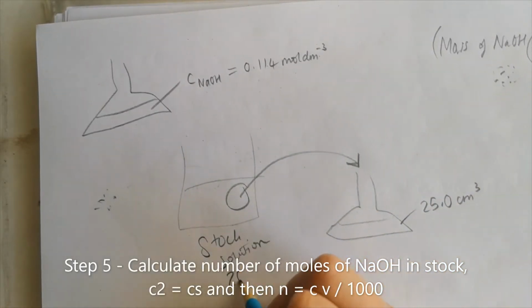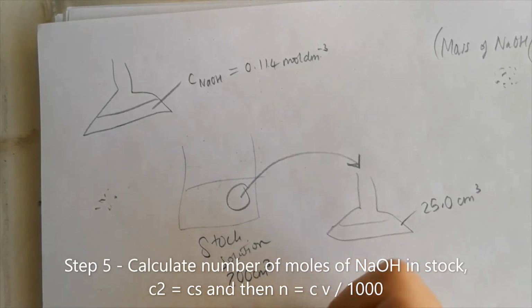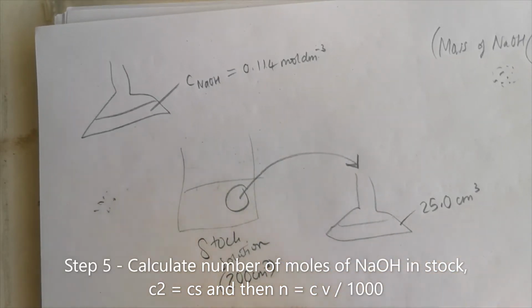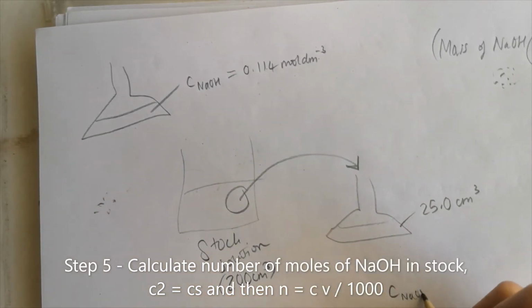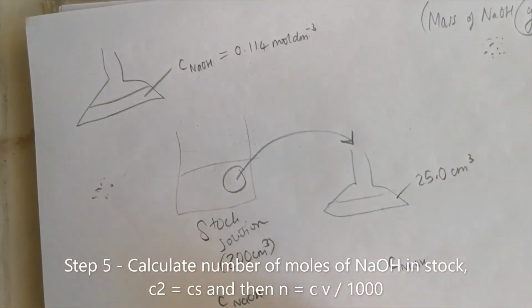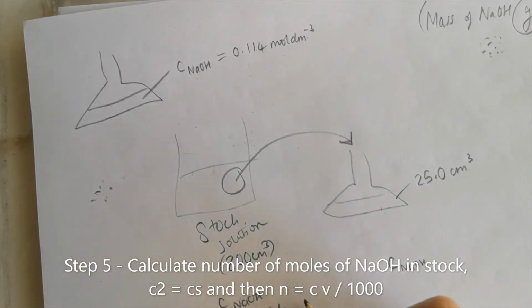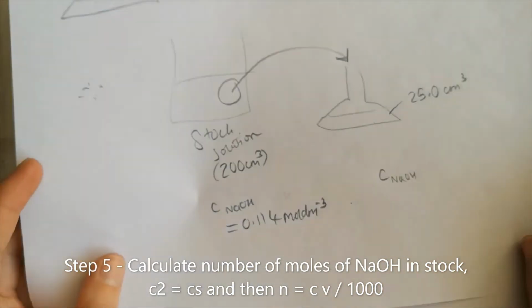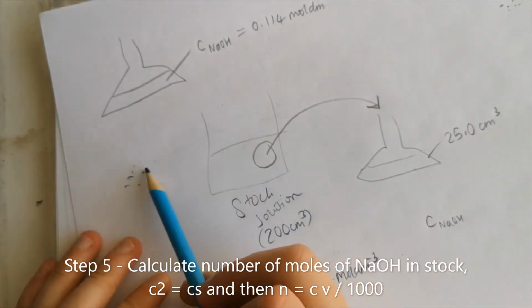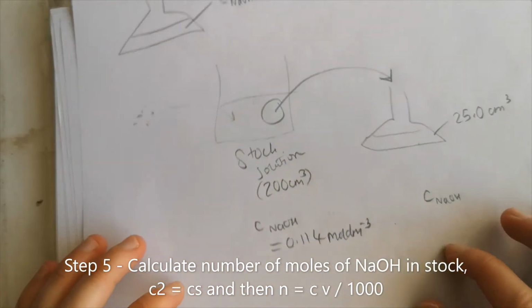Our stock solution may be 200 cm³ in volume, perhaps. But the thing that is consistent is that the concentration of the stock solution is the same as the concentration of the volume that is in the conical flask. That means that we can say that the stock solution has concentration 0.114 mol/dm³. Knowing this, we can work out how much NaOH was added to make the stock solution.